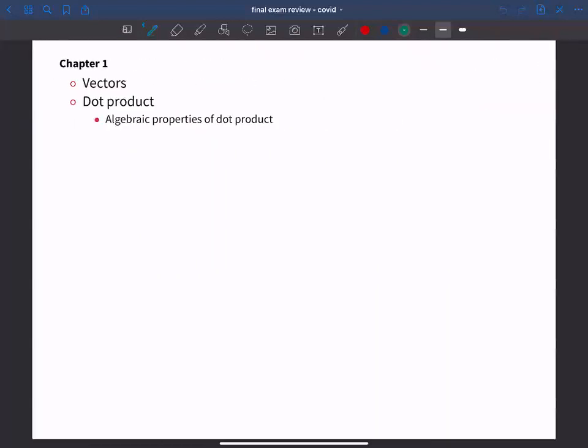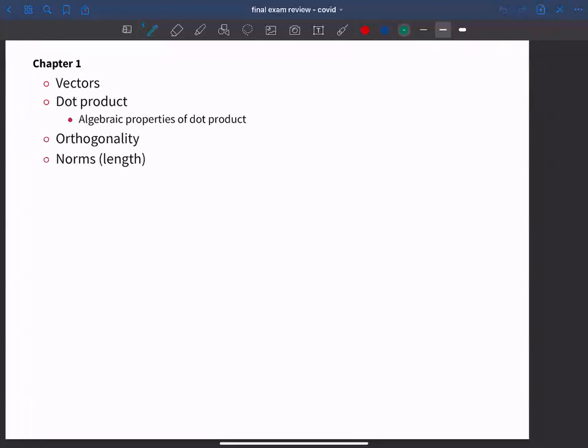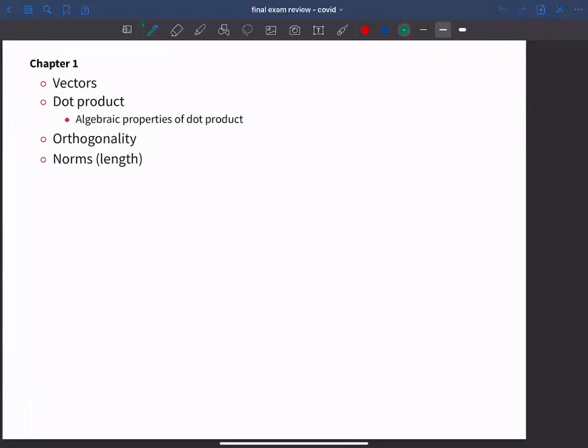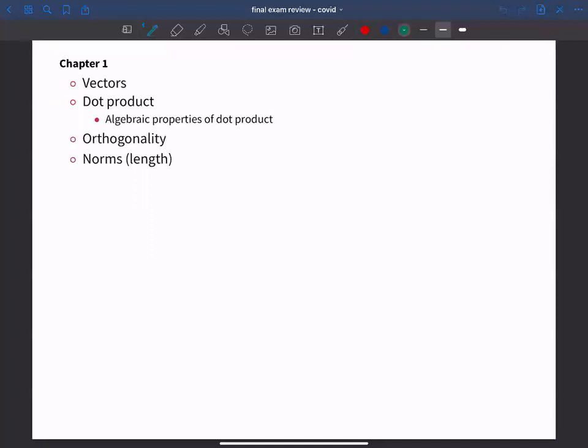So chapter 1, it was all this introduction stuff. We saw vectors, dot products, orthogonality, norms, and length. All these topics show up in later sections, so you might not spend a lot of time studying chapter 1 itself, just because all these things come up again.